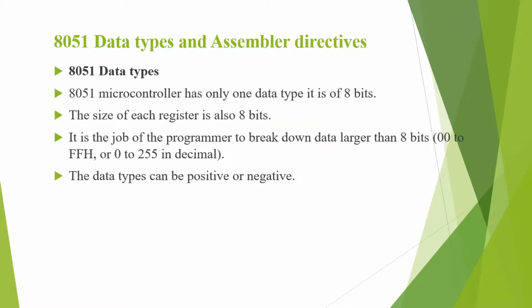8051 data types and assembler directives. So first, 8051 data types. The 8051 microcontroller has only one data type which is of 8 bits. Also, the size of each register is also 8 bits. So if the data is larger than 8 bits, it is the job of the programmer to break down the data to smaller bits, that is of 8 bits. And then the data types can be positive or negative.